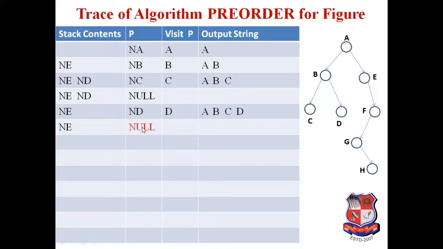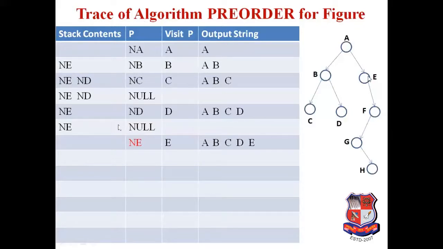So again we remove the node from the stack. Do we have a node in the stack? Yes, we do have a node NE. So we remove that node from the stack and assign it to P, right? Now we don't have any node in the stack. Your stack is empty and the current node that we are processing is NE. So now we process NE. Now again, process the node E, visit the node and add E to the output string.